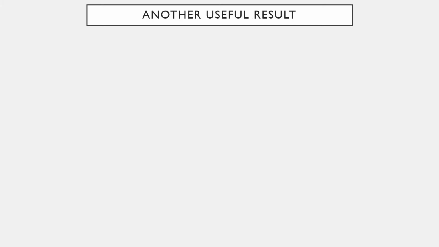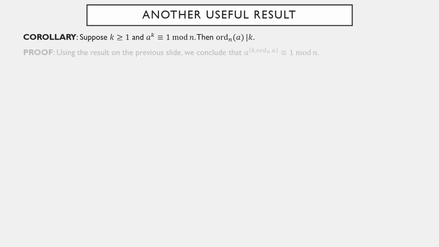There's another pretty quick, useful result that we can state now. Suppose you have a positive power of a, which is equivalent to 1. That power, k, has to be a multiple of the order. In other words, the only positive powers of a that are going to be equivalent to 1 modulo n will be multiples of the order.